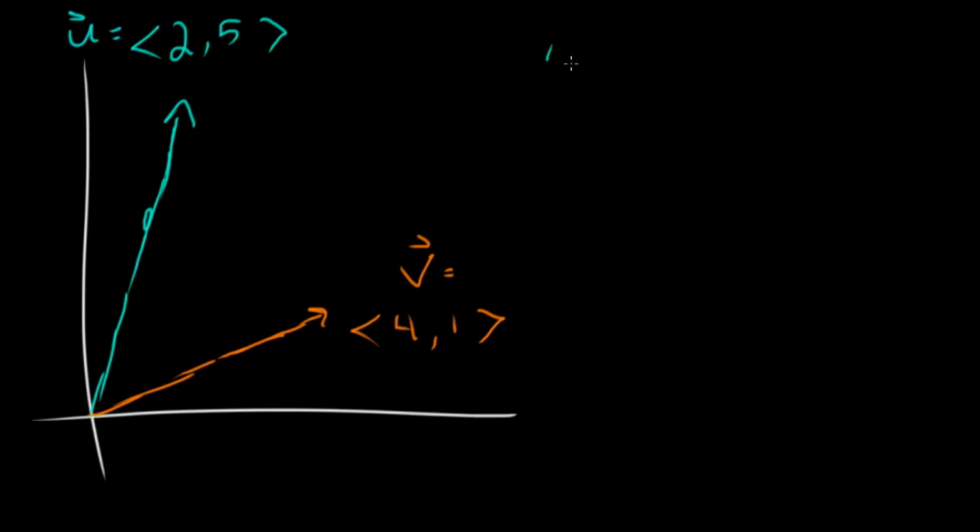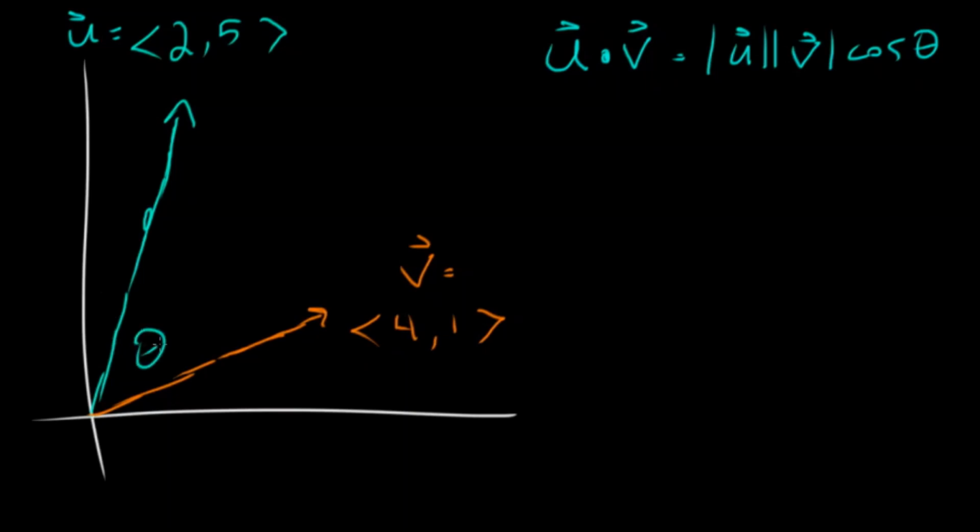I want you to find U dot V, which means you need to find the magnitude of U, easy enough, the magnitude of V, easy enough, and the cosine of the angle between them. That's probably the most annoying part, finding this angle right here. But I think you can do it. So go ahead and try to figure out what the dot product of U and V is.